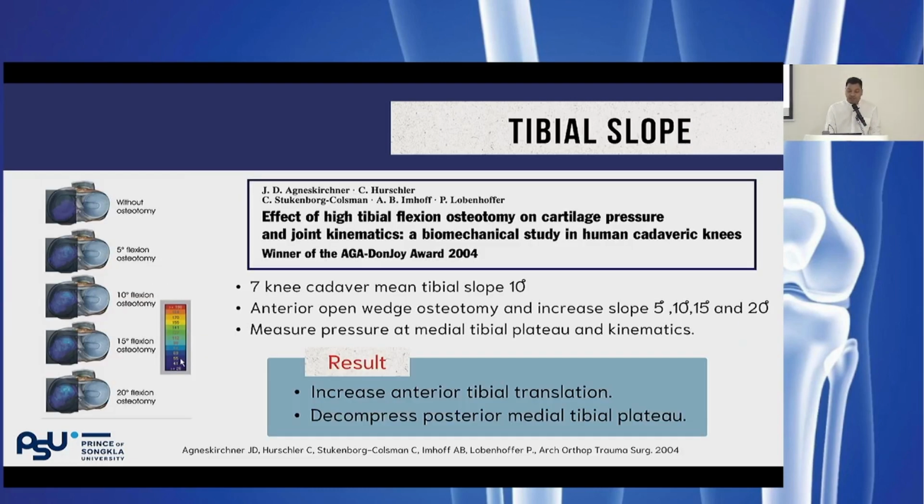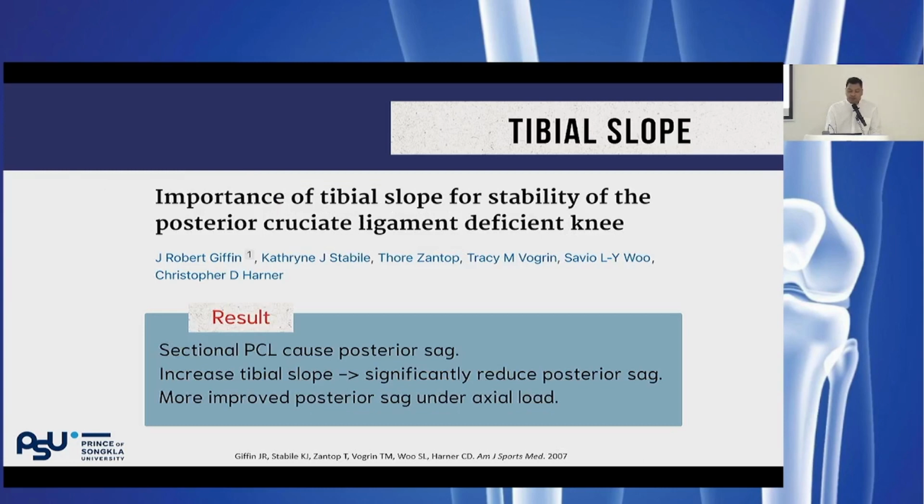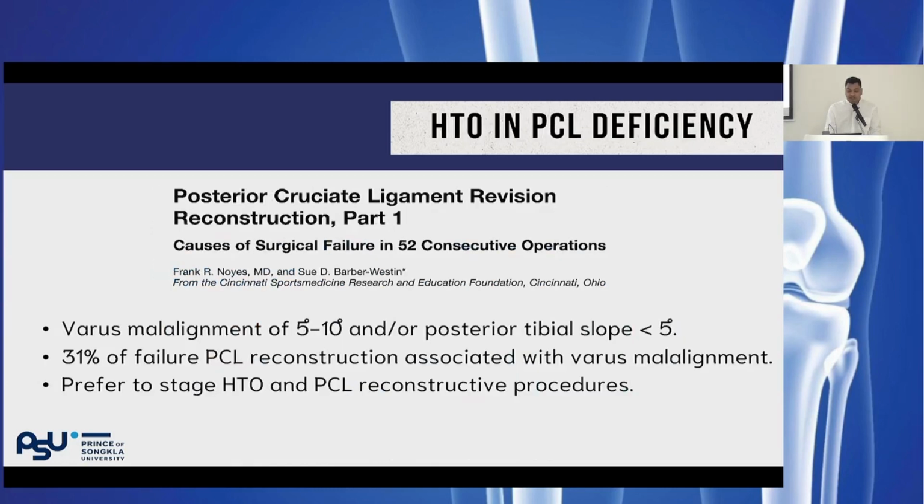This paper evaluated the effect of the tibial slope. A biomechanics study after tibial flexion osteotomy showed an increase of anterior tibial translation, decompressing the posterior medial tibial plateau. Tibial slope matters for stability in posterior cruciate ligament deficiency. When the tibial slope is increased, it significantly reduces posterior sag and improves posterior sag under axial load. In PCL deficiency, a 31% failure of PCL reconstruction was found to be associated with varus malalignment. We prefer two-stage corrective osteotomy to correct the alignment, followed by PCL reconstruction.